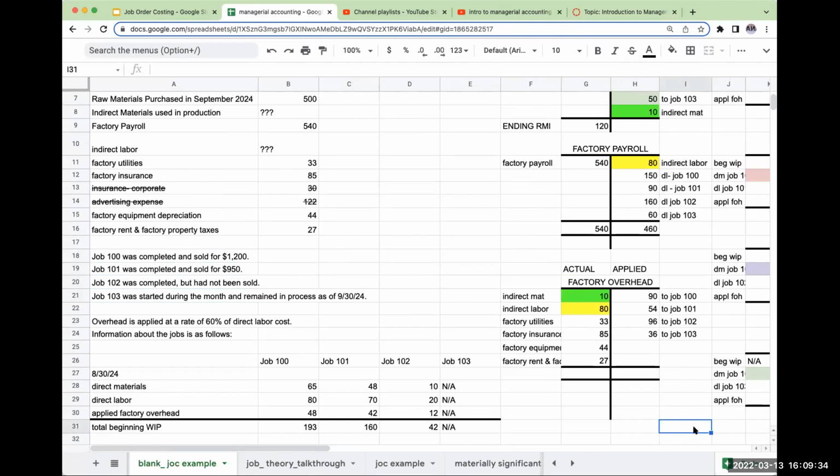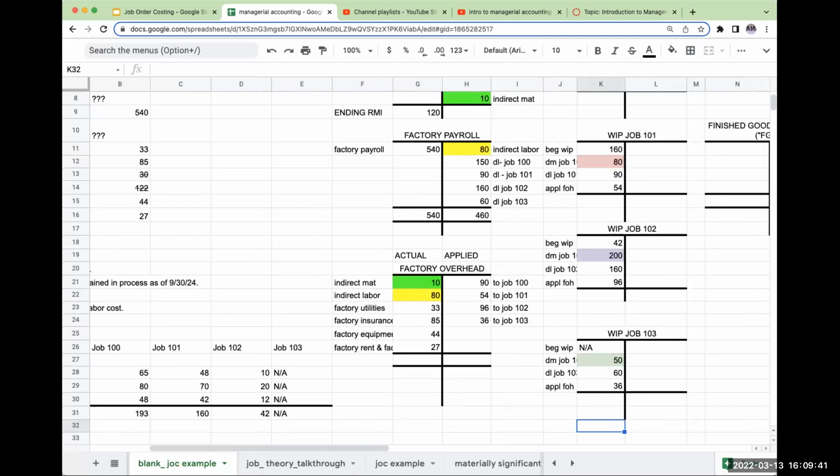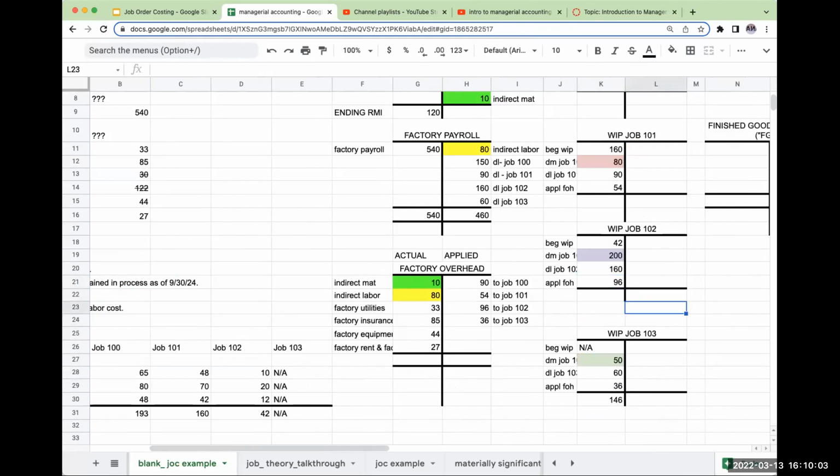So job 103 was started during the month and remained in process as of September 30th, 2024. So over here, I had no beginning WIP, but I had direct materials from job 103 of 50, direct labor of 60, and applied overhead of 36. So basically this is my ending balance in job 103. Notice here, it says that it was started, but it remained in process. So I want to go ahead and leave this here. Let's go to the next one. Let's go up, working backwards.